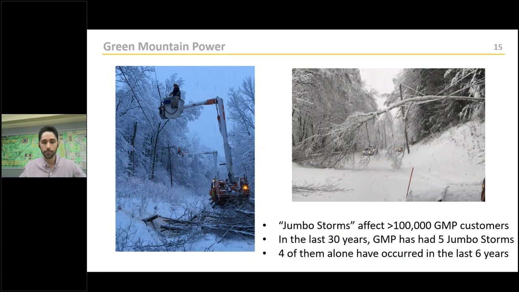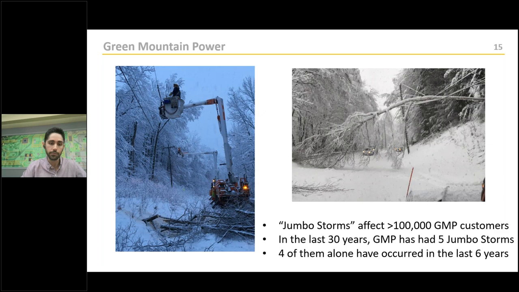There you go. So that's sort of on the cost side. In addition to that, what motivated a lot of our work in distributed storage was the fact that in the last 6 years, we have had four of our largest ever storms in our company history. We are over a 100-year-old company, and so a lot of history to go by. We are seeing more and more heavy, wet snowstorms where there are tons of outages statewide.